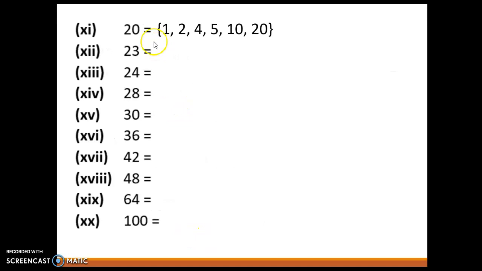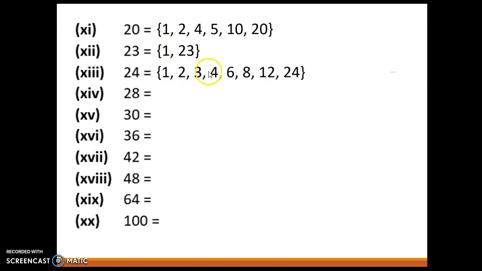And now we're starting to get up into bigger numbers here. So the number 20 has the factors 1, 2, 4, 5, 10, and 20. 1 goes in 20 times, 20 goes in once, 2 goes in 10 times, 10 goes in twice, 4 goes in 5 times, 5 goes in 4 times. You never repeat a factor, but they are factor pairs I'm kind of listing there. 23 is a prime number, has 2 factors only, the number 1 and the number itself.